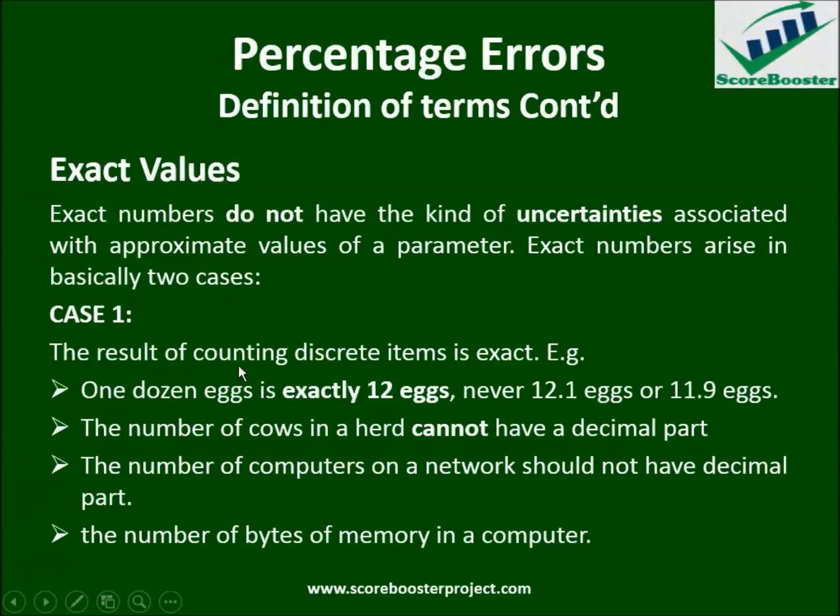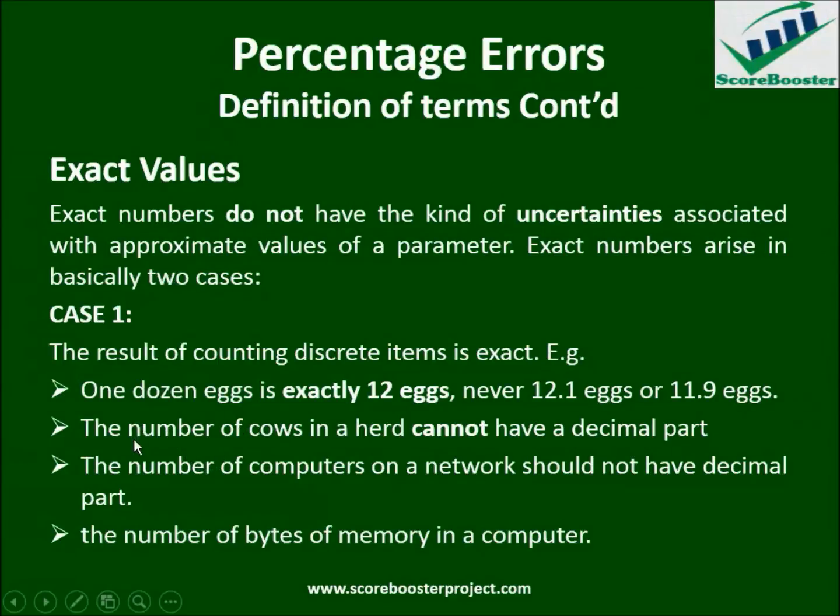So the first case is the result of counting discrete items. For instance, the number of eggs in one dozen. When you have 12 eggs, it's always a dozen. There is nothing like 12.1 eggs, 11.9 eggs, or any other decimal number appearing as the number of eggs in a dozen. It's not possible. The number of eggs in a dozen is 12, and it's always exact, no more, no less.